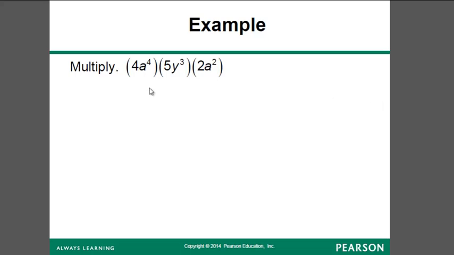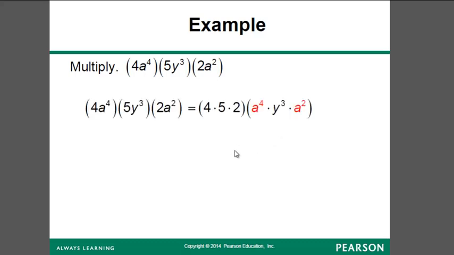Again, what I'm going to do is write it where all my coefficients are together and then all my variables are together. Such as here. I have 4 times 5 times 2, and then I have a to the 4th times y to the 3rd times a squared. Notice I put the a's in red, because those are the only ones that I can combine, because they're the only ones that have the same base. And therefore, those are the only exponents that I can add together in my final answer.